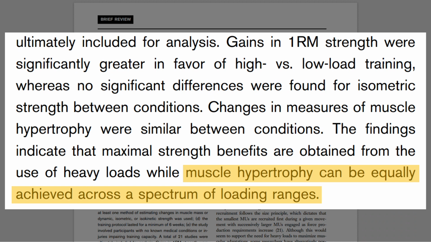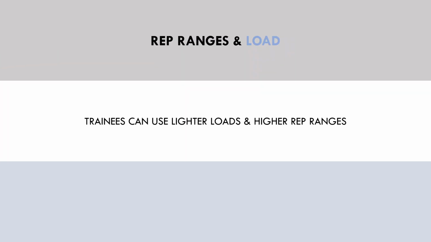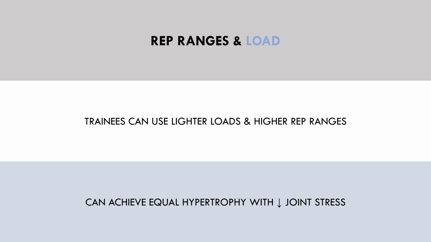So if trainees find that a certain load threshold tends to irritate the injury, then they can simply use a lighter load and work with a higher rep range. This will certainly stress the muscle to a similar extent as heavier loads and result in just as significant hypertrophy outcomes. And the third variable in this category is tempo.